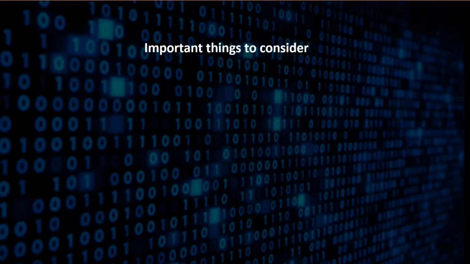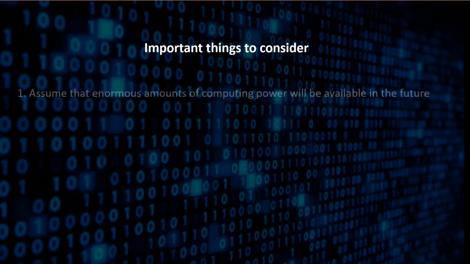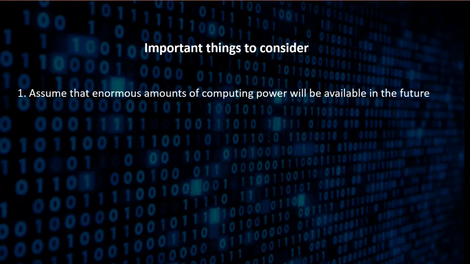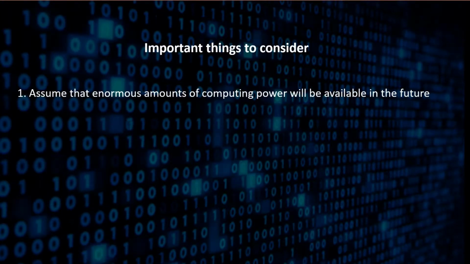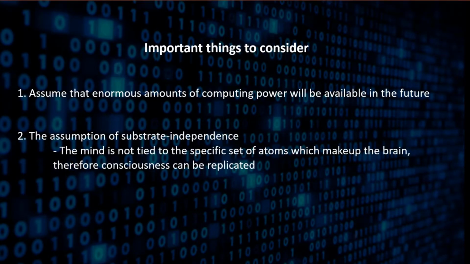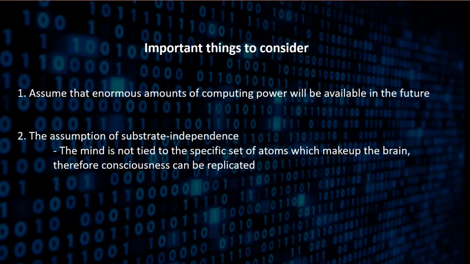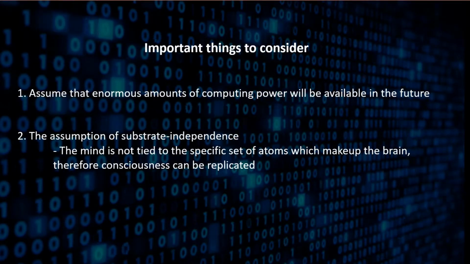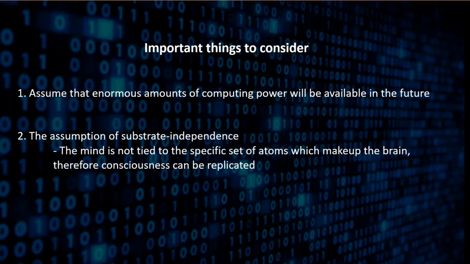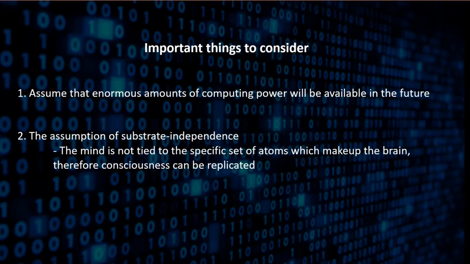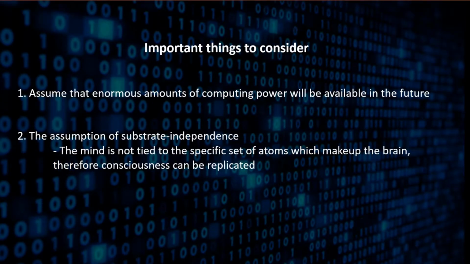There are some important things which must be taken into consideration for the simulation theory. First, serious technologists predicted that enormous amounts of computing power will be available in the future. We must assume this to be true. Next is the assumption of substrate independence. This denotes that the mind is a dynamic process. It is not tied to a specific set of atoms which make up the brain, as the body replaces them often. Consciousness does not need to be in the form of a carbon-based biological neural network. Silicon-based computer processors could, in principle, do the trick.